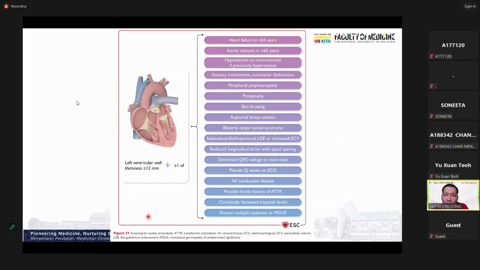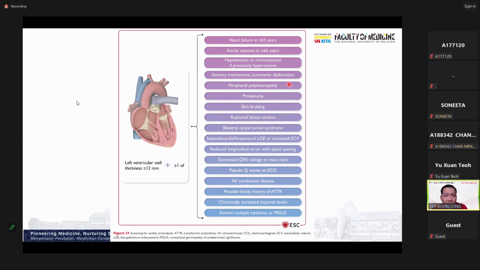So for amyloidosis, just now we talked about LV wall thickness, right? When your LV wall is more than 1.2 centimeter with any one of these, then you have to start thinking whether the patient has amyloidosis. The clue is sometimes the patient has carpal tunnel syndrome or spinal stenosis. These are the common associations.